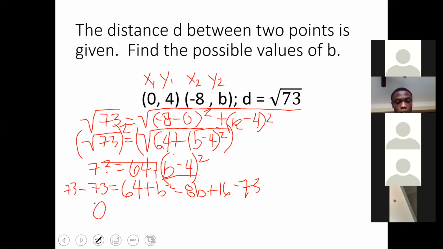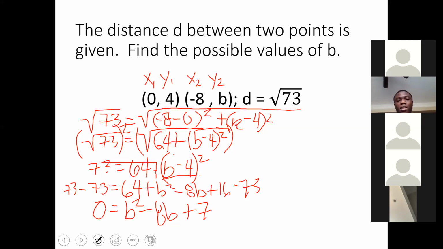So that's going to be equal to 0, right? And that's going to be b squared minus 8b. And let me just make sure I did the math right because it's a Monday morning. 64 plus 16 is 80 minus 73 is 7. That's going to be plus 7.